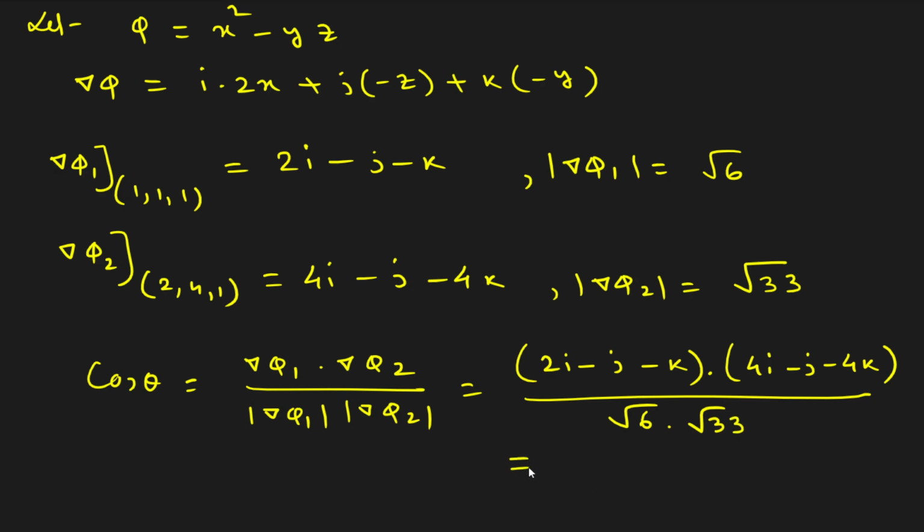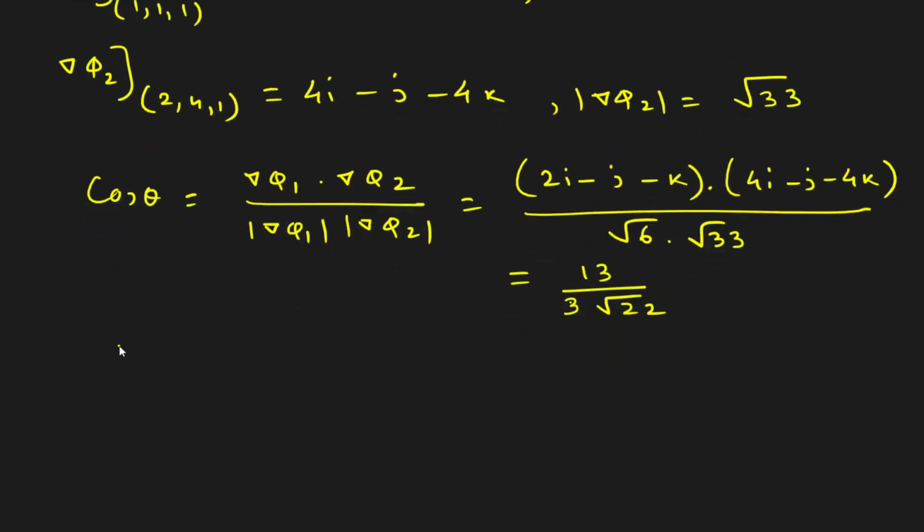So after calculation you will get 8 plus 1 is 9, 9 plus 4 is 13, divided by root 6 times 33. So therefore our theta is cos inverse 13 divided by 3 root 21.